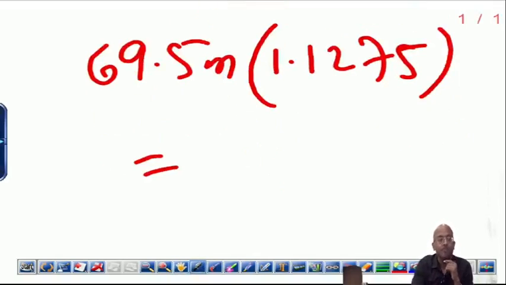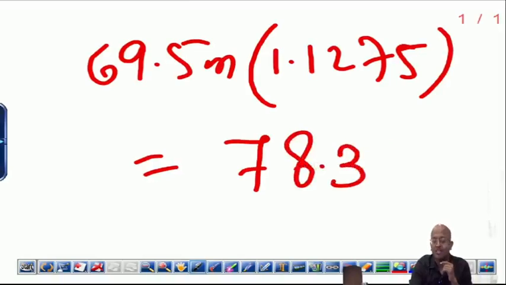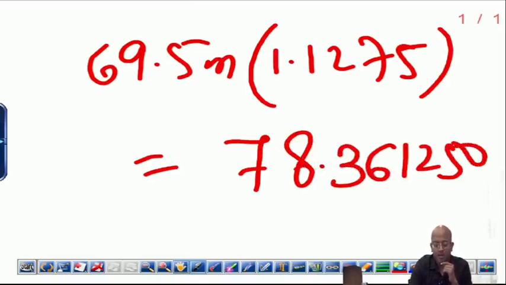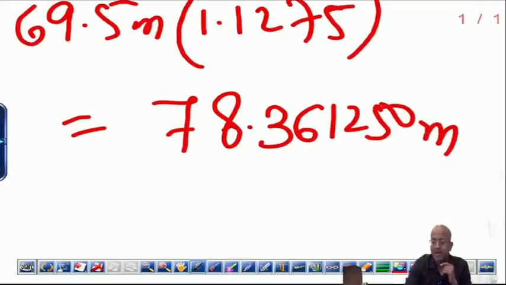It is going to become, after 1 year, 78.361250 million rupees. Doesn't matter in how many places you do it. You can do 78.36 million, there is no issue. I have done 78.361250 million because it's million going on.